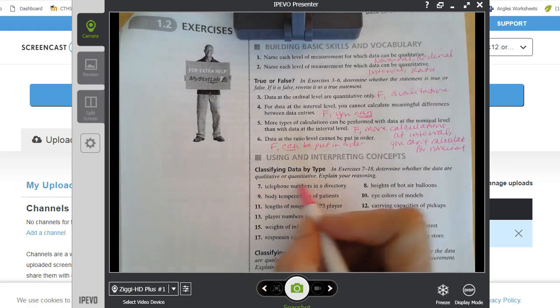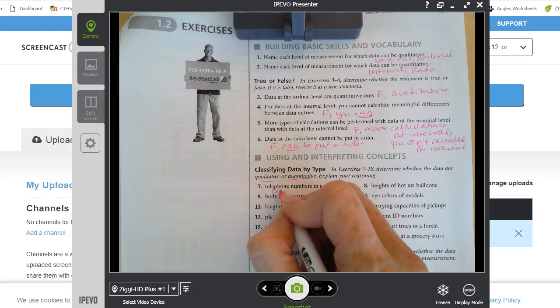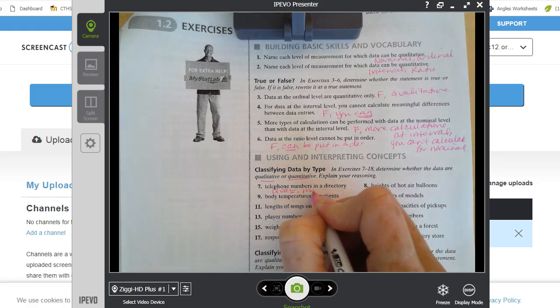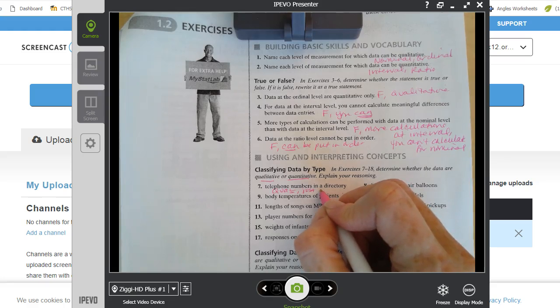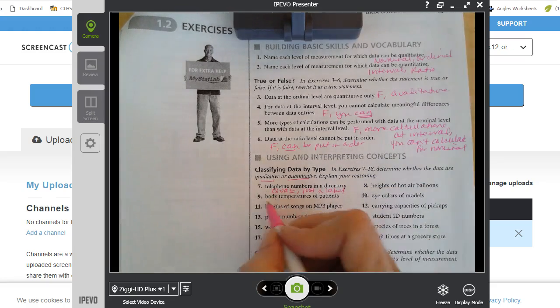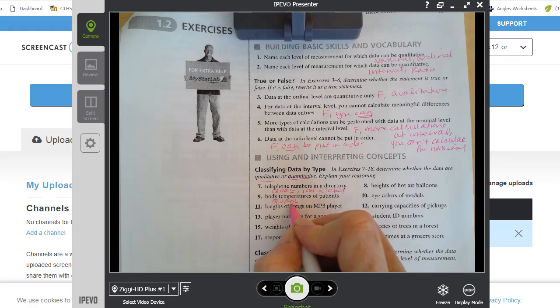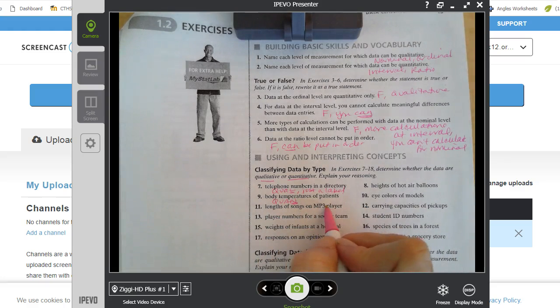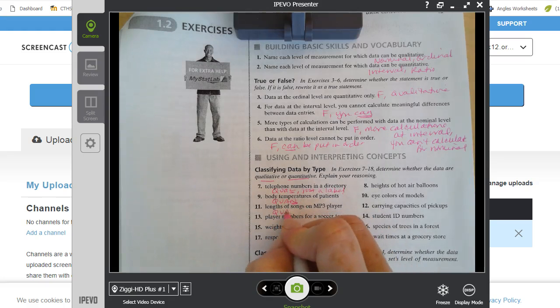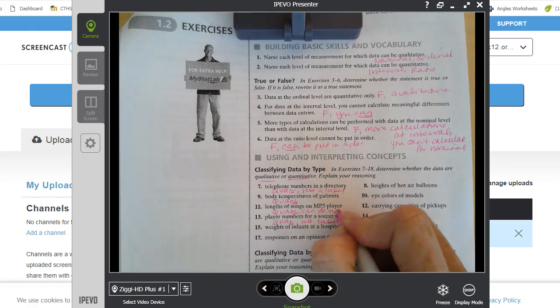All right, classifying data by type. Telephone numbers in a directory. So they want to know qual or quan and reasoning. Telephone numbers in a directory, that's just a list. Qual. Maybe just a label, right, of somebody's phone number. Okay. Body temperatures of patients, well, that's going to be Celsius or Fahrenheit, so that's quantitative. Okay. Lengths of songs, that's time. Okay. That's going to be quantitative. Player numbers, those are just labels, qualitative.